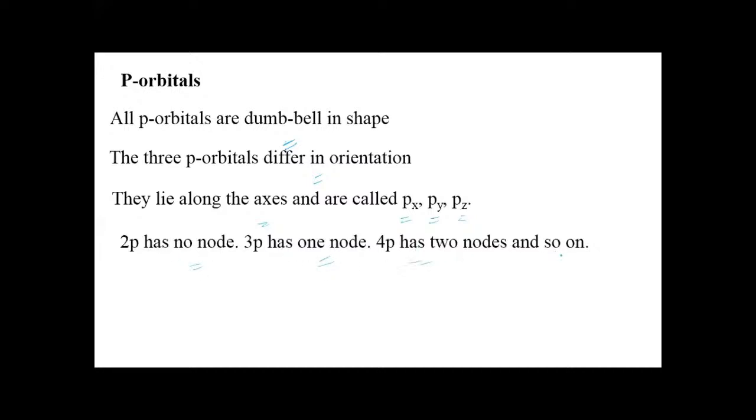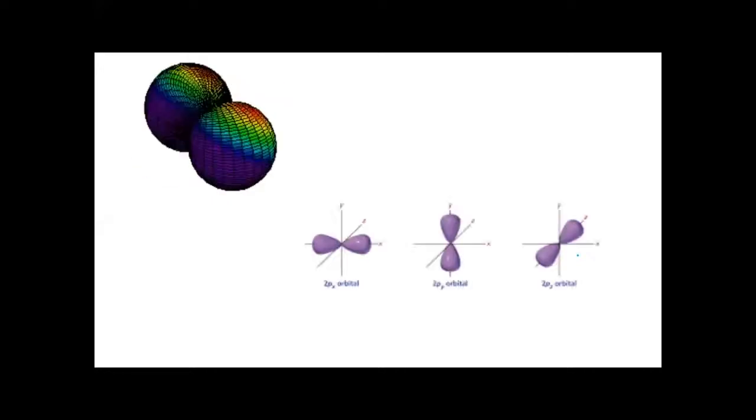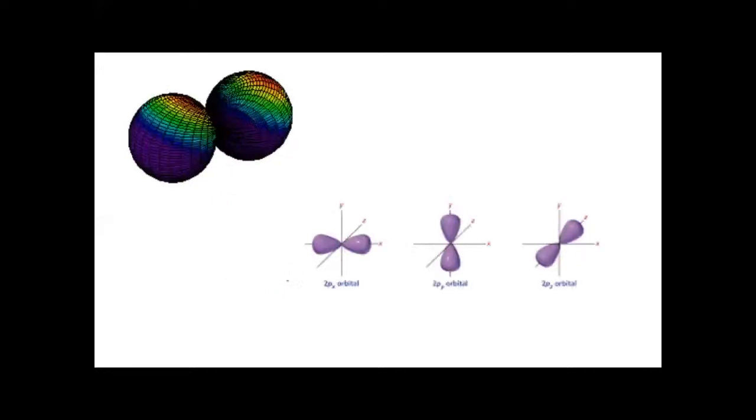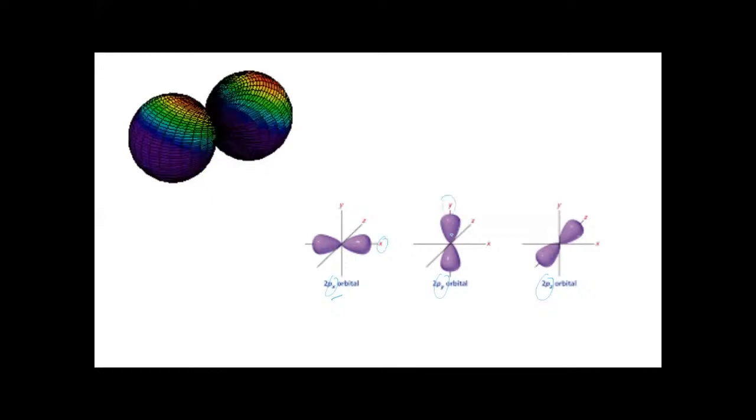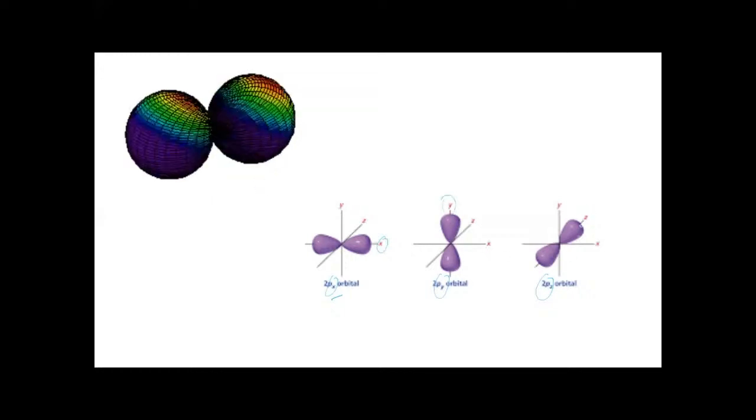So this is the p orbital, which has a dumbbell shape. You can see in this animation, this is a dumbbell shape, this is the 3D. These are the 3 p orbitals, that is px, py and pz. In px, the dumbbell is along the x-axis. In py, the dumbbell is along the y-axis. In pz, the dumbbell is along the z-axis.